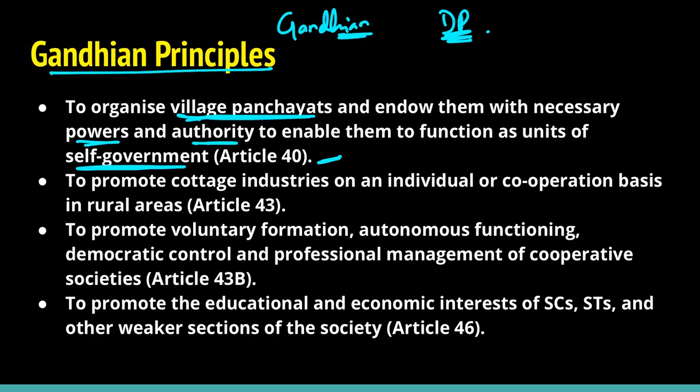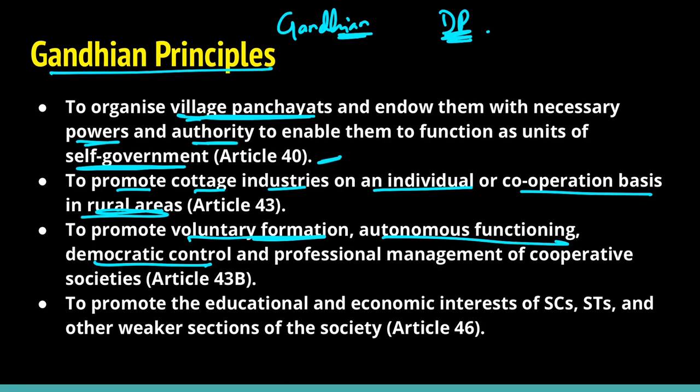The Gandhian principle promotes cottage industries on an individual or cooperative basis in rural areas. That is, they want to promote cottage industries in rural areas, either taken up by an individual or done on a cooperative basis. It promotes the voluntary formation, autonomous functioning, democratic control and professional management of cooperative societies, and this has been included in Article 43B.